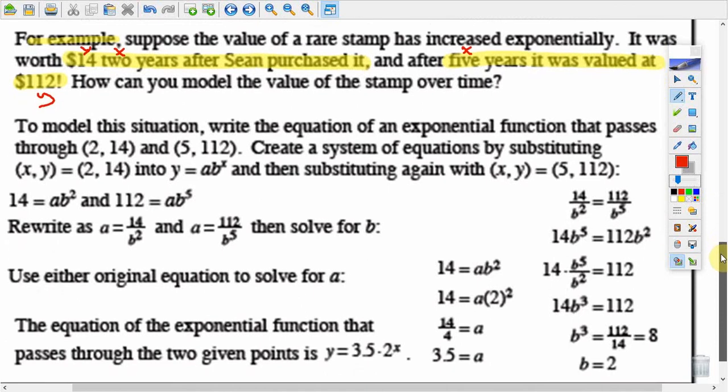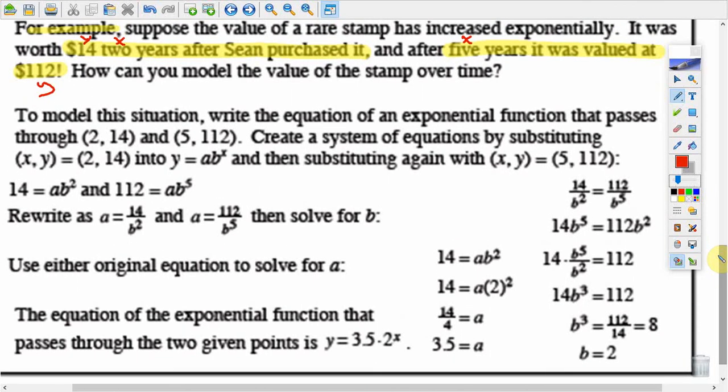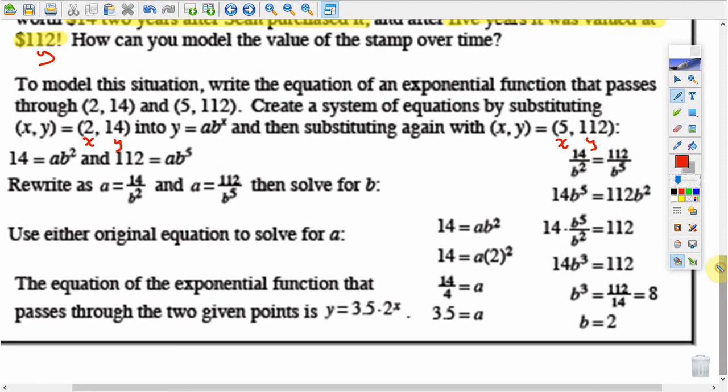To model this situation, write the equation of an exponential function that passes through (2, 14) and (5, 112). Create a system of equations by substituting (2, 14) into y equals ab to the x, then substituting again with the other point. So we're going to plug in 2 for x, 14 for y in one equation, and then in a second equation we're going to plug in 5 for x and 112 for y. When we do that, we get these two equations. 14 equals ab to the second, 112 equals ab to the fifth.